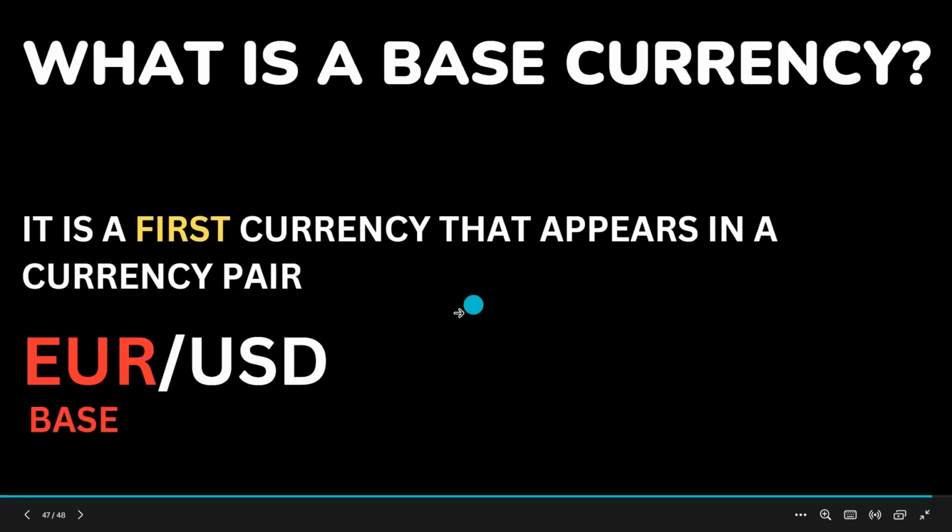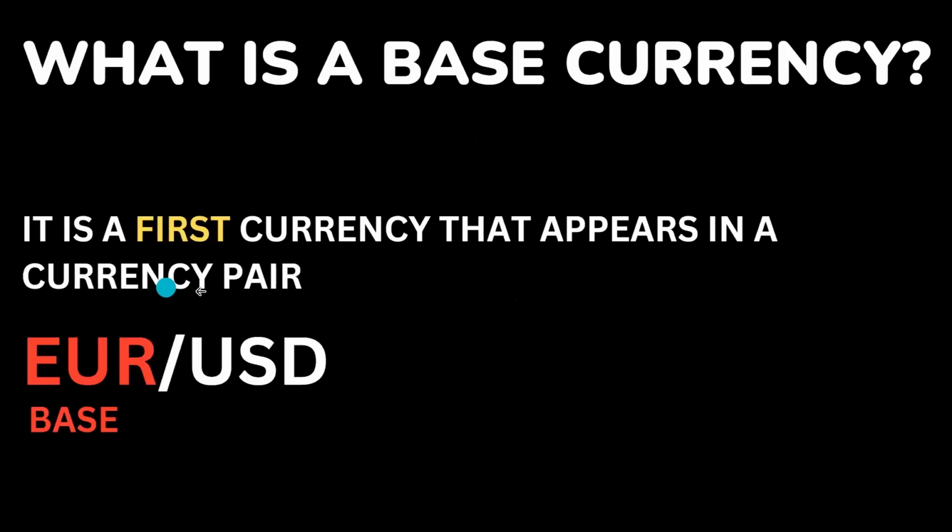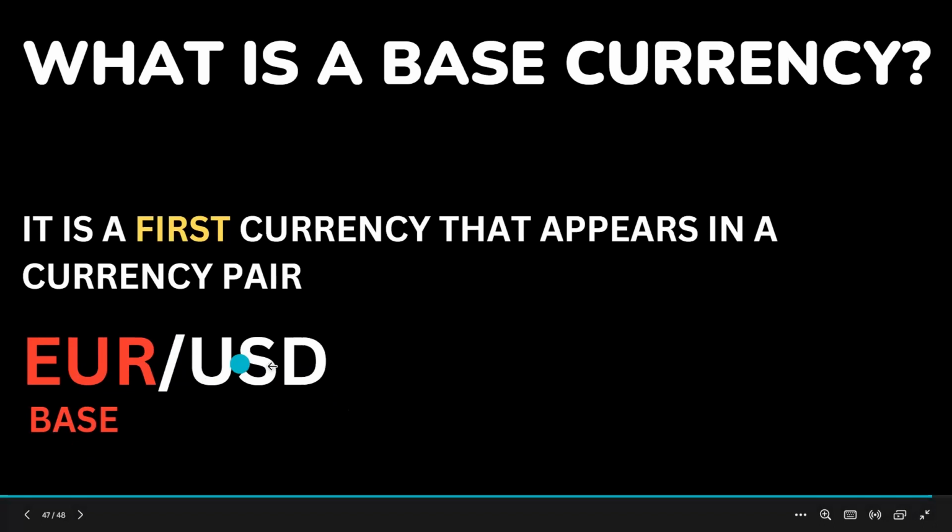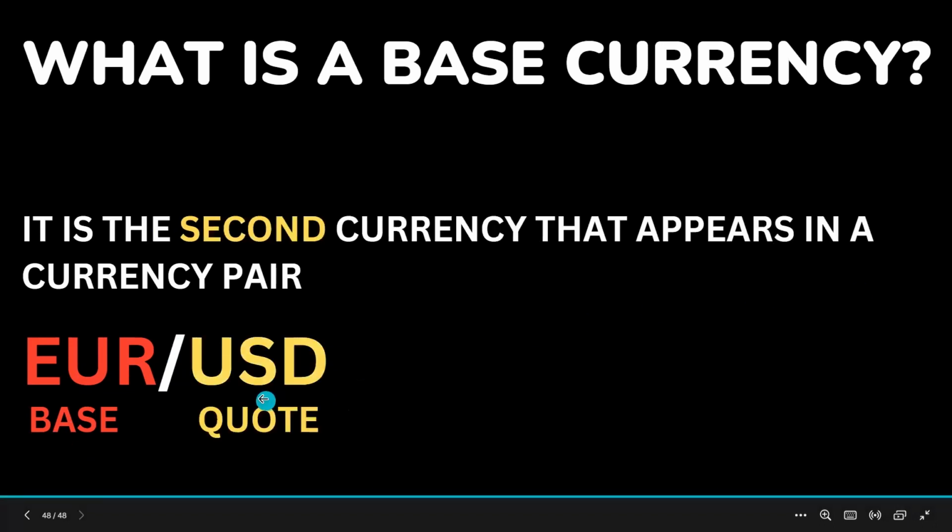What is a base currency? It is the first currency that appears in a currency pair. When you look at a currency pair, for example EUR/USD, the first currency there, which is euro, is the base currency. And then the second one is called the quote currency.